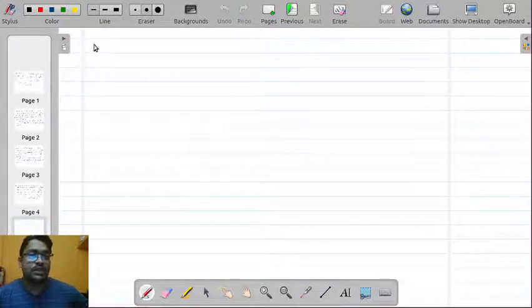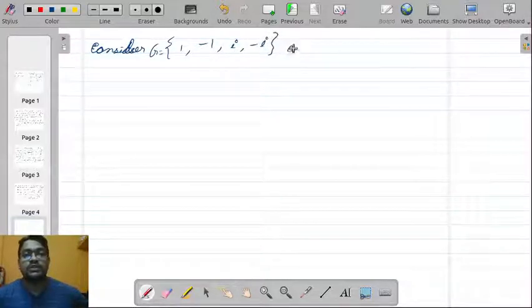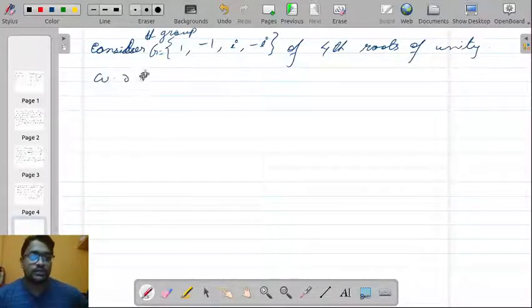Next, consider the group G equal to {1, minus 1, i, minus i}. So consider the group G of fourth roots of unity, with respect to multiplication.